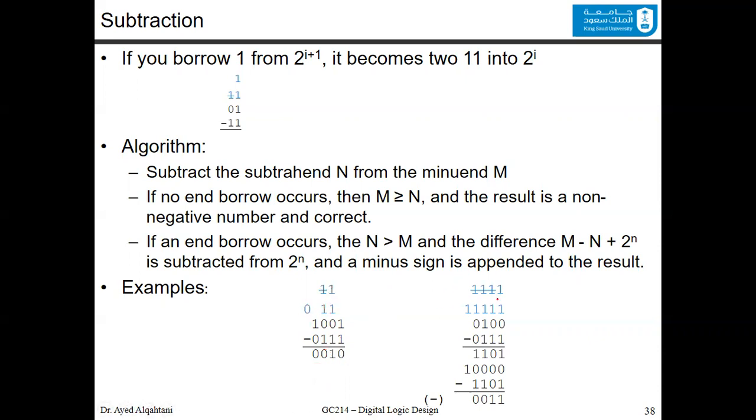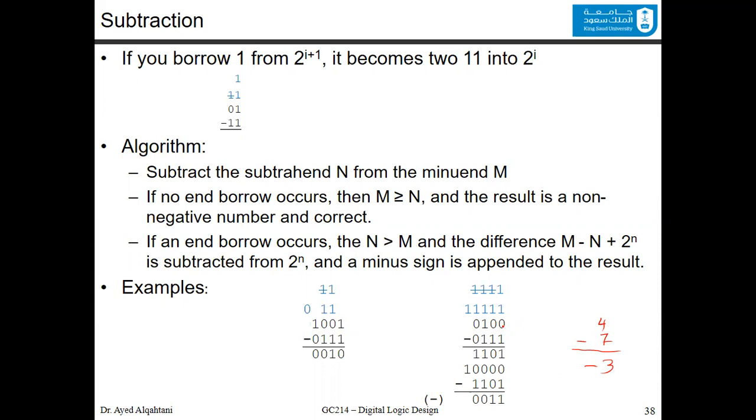Now, in the other case, here, we'll do the subtraction. This is just so you know, this is 4 minus 7. The result should be minus 3. We know that this is the correct result. Now, how to do this in binary?